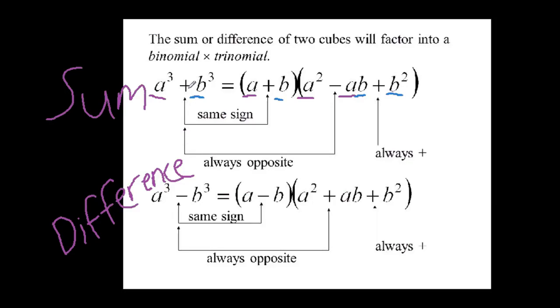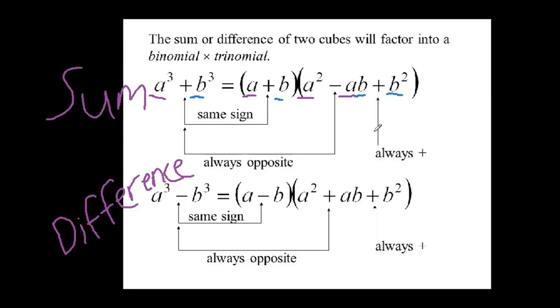So for the sum formula, the opposite of a positive is negative. So we go from a positive to a negative. For the difference formula, the opposite of a negative is a positive. And then that last sign is always positive. Always positive. Whether it's the sum or the difference, it's always positive.